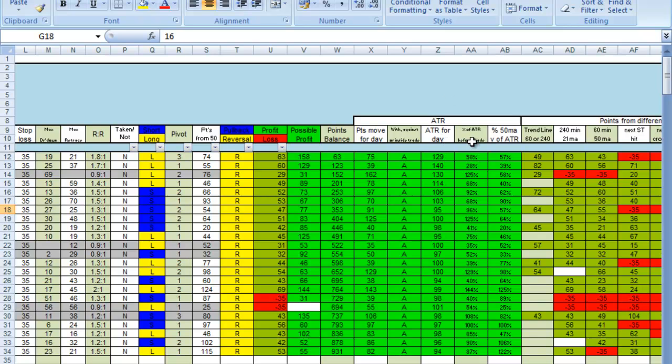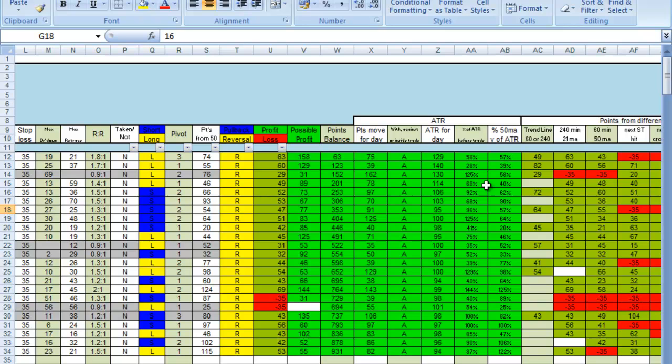ATR for the day. It's fairly straightforward. This here is a percentage, the percentage of the ATR before the trade. So in other words, this is this column here. So the overall move for the day so far was 75 points. That is 58% of the daily ATR. This is the percentage 50 moving average of the ATR. So that's this column here. How many points are we away from the 50 moving average on the 60-minute chart before we go into the trade? And that as a percentage of the ATR is 57%.